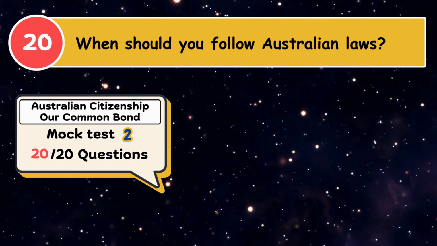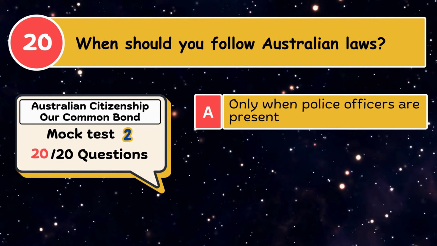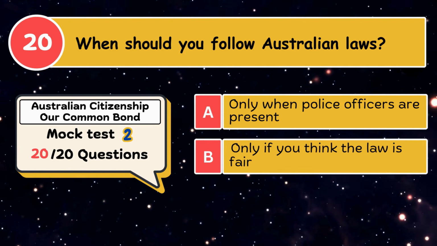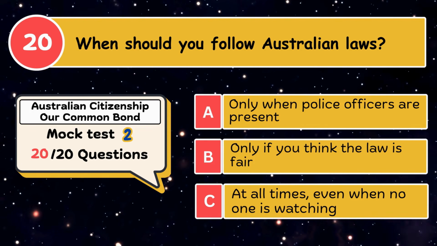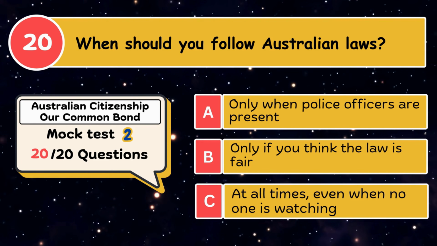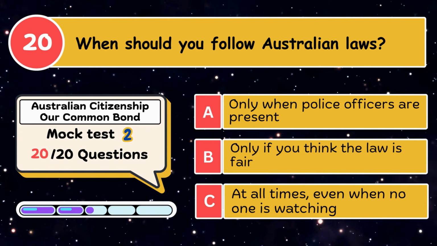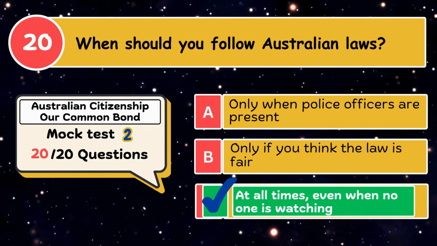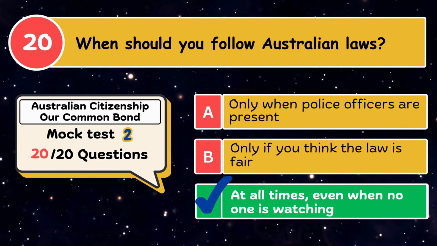When should you follow Australian laws? A. Only when police officers are present. B. Only if you think the law is fair. C. At all times, even when no one is watching. The correct answer is at all times, even when no one is watching.